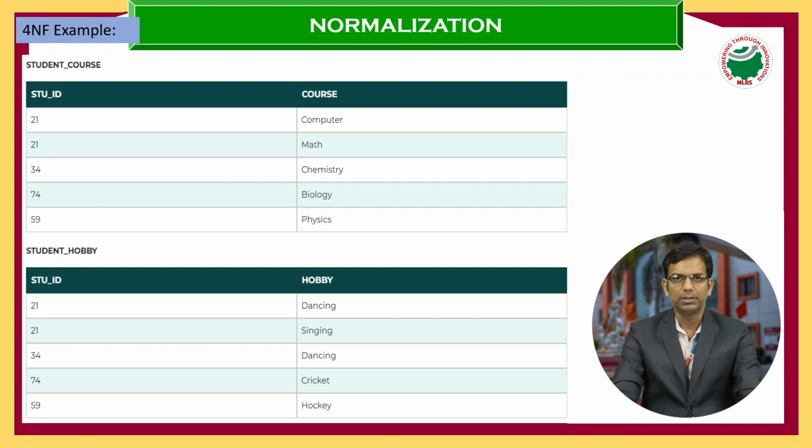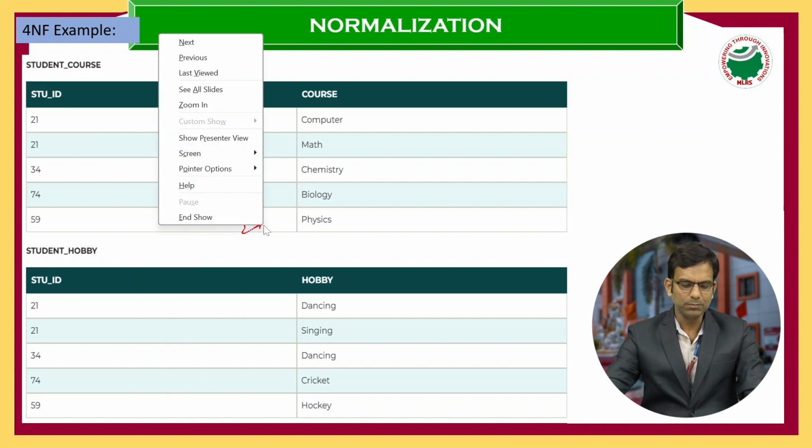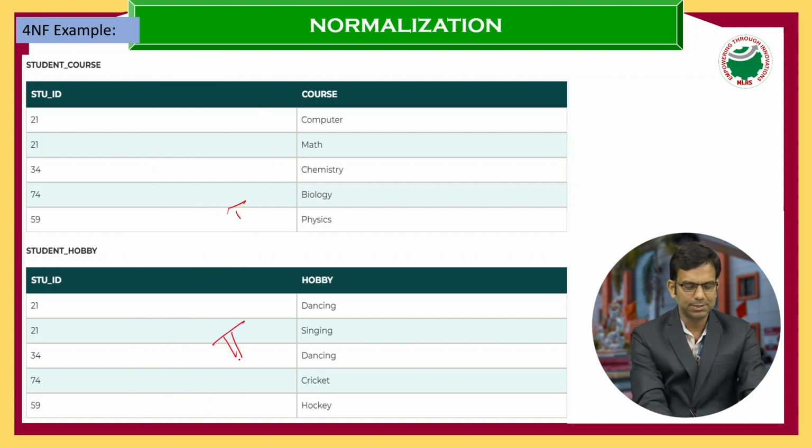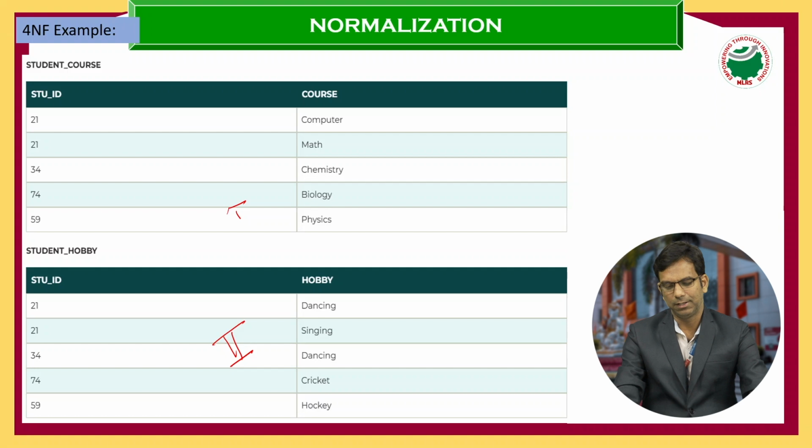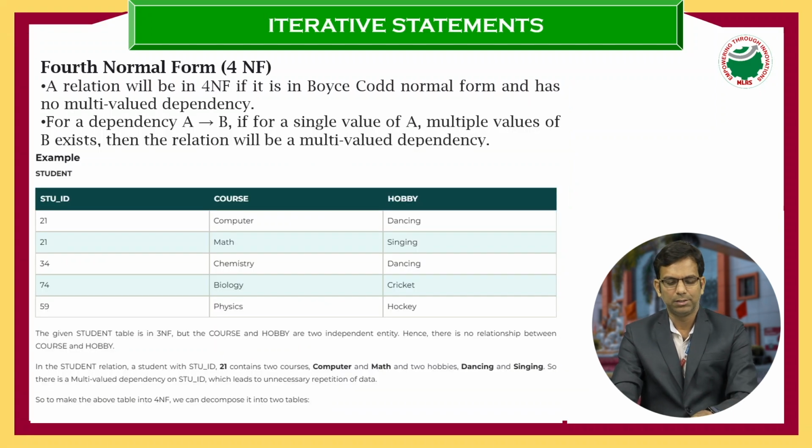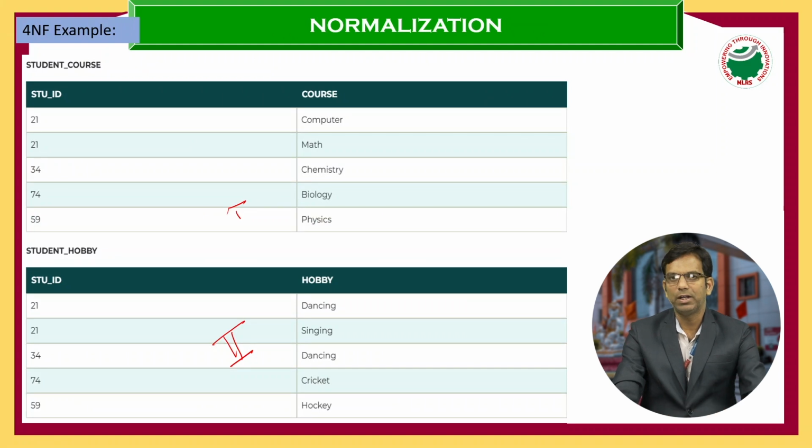In student course, I have taken student ID and course. Student ID is 21, course computer. Student ID is 21, course maths. Student ID 34, chemistry. In this way I have made one table, student course, and the second table is student ID and hobbies. Now I have decomposed the data. With the help of this decomposition, the course and hobbies, the two entities, are decomposed into two different tables in 4NF.